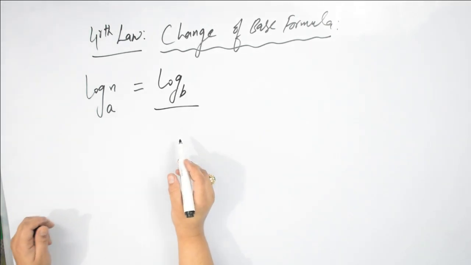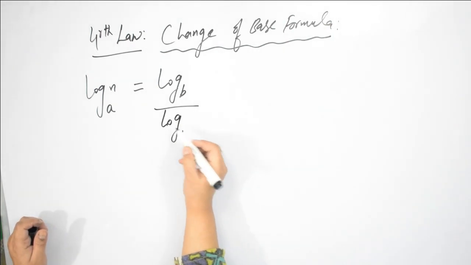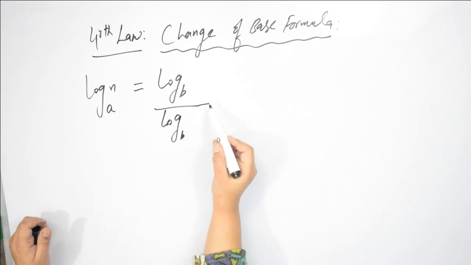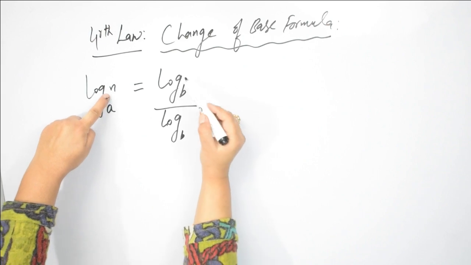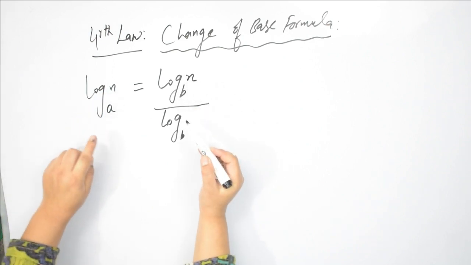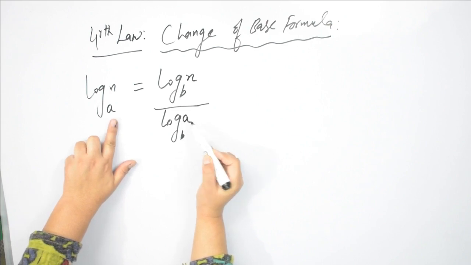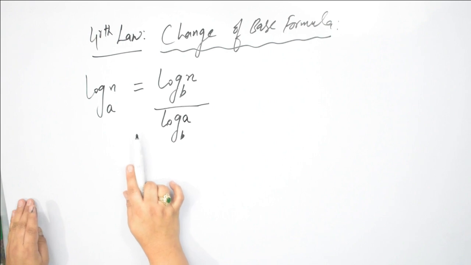So what I am going to do is write log to the base b two times, in the numerator as well as in the denominator. In the number place I am writing this number n, and in the denominator, in the base place, I am writing this base a. Right, this is the change of base formula, and it's again very important.